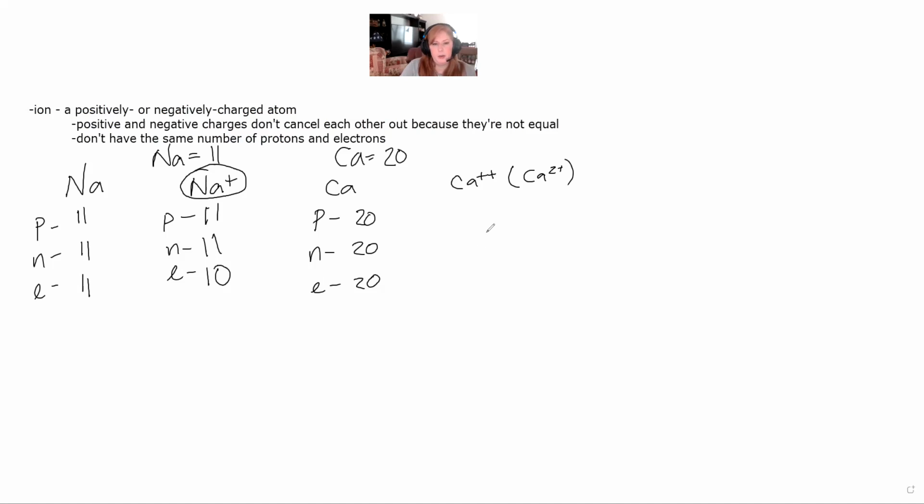Okay, so then let's do this for 2+, protons, neutrons, and electrons. We already know it can't be the protons, because if we add one, it becomes a different element. So protons is 20, neutrons is 20. What about electrons? This is a 2+. It means it has 2 positive charges, which means it has 2 more protons than electrons. So we're looking at 18. Make sense?